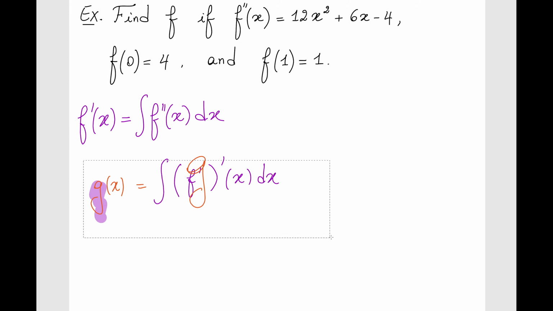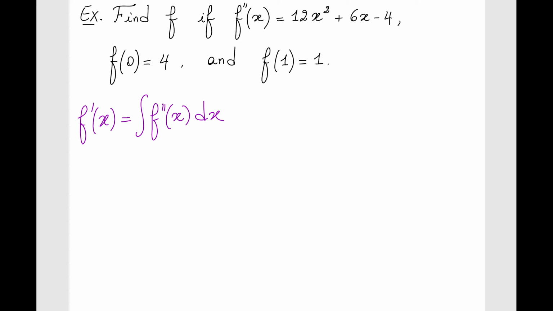Hope it makes sense. Very good, so let's keep going.